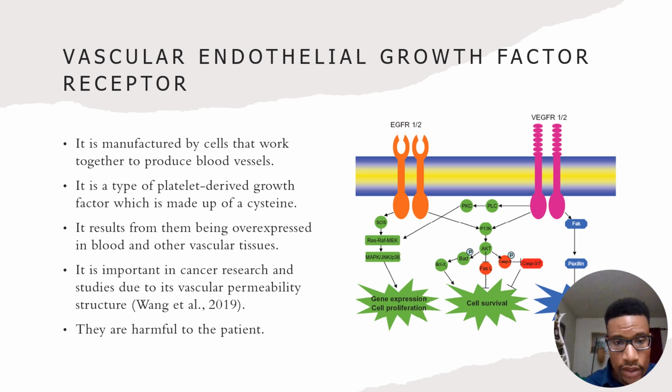And then next we will talk about the vascular endothelial growth factor receptor. This is manufactured by cells that work together to produce blood vessels. It is a type of platelet-derived growth factor which is made up of cysteine. It results from them being overexpressed in blood and other vascular tissues. It is important in cancer research and studies due to its vascular permeability structure, and they are also harmful to the patient.